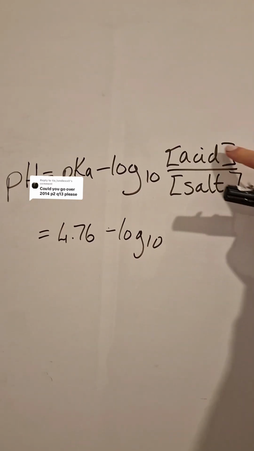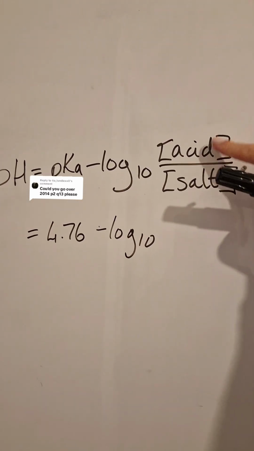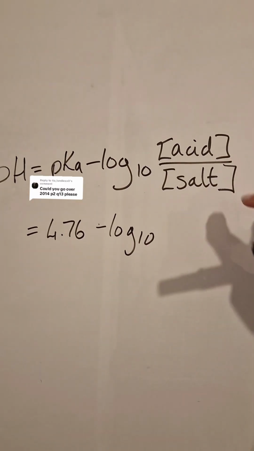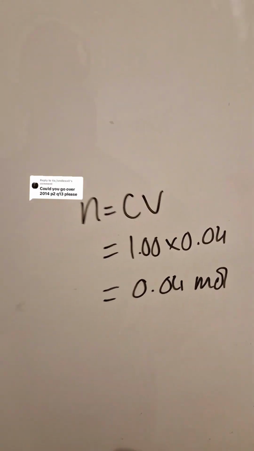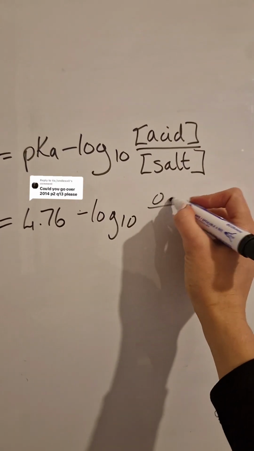When you're using this equation, you can actually have number of moles in here, as long as they're both number of moles, it's okay. Or they both have to be in moles per litre. But to make our lives a bit easier, we'll just keep this in moles. So the moles of the acid is 0.04.